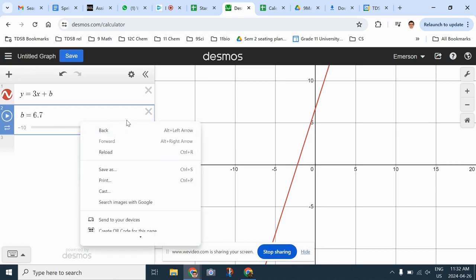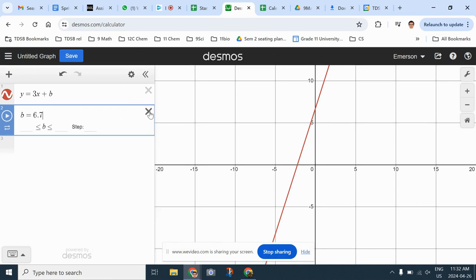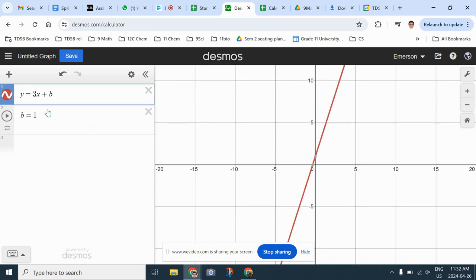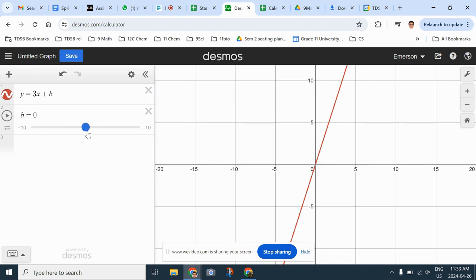Okay, so negative 5. So I'm going to redo that part and then go to minus 5. What happened to the line now? Okay, what happened if the value of b is 0? Okay, so take a look at that. And what value would you expect for the y-intercept of y equals 3x plus 6?